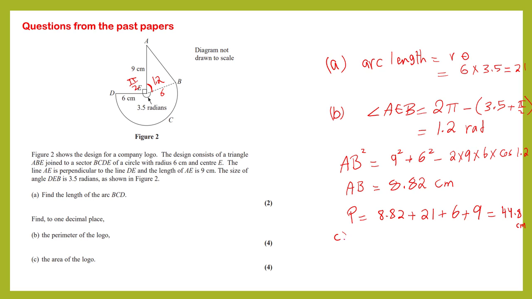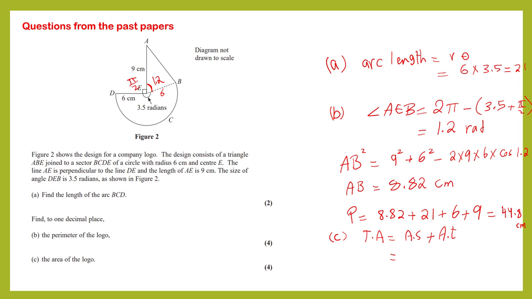If we want to move to part C, which is the area of the logo, you need to find the area of this sector and the area of the triangle, and add them together. And this is very easy. You know the central angle for this sector, and you have the arc length, so you can get the area of the sector first, and you have two side lengths and the included angle, so you can get the area of this triangle. So the total area of the logo will be area of the sector plus area of the triangle.